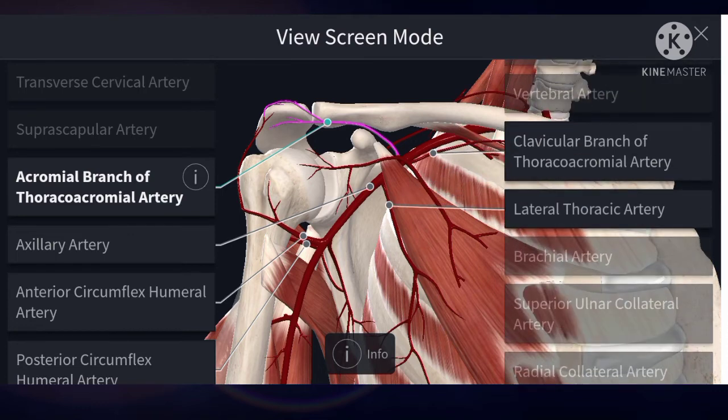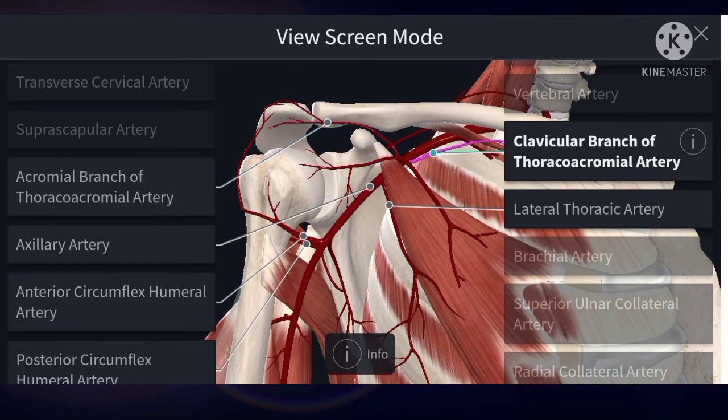Now we will talk about the clavicular branch of the thoracoacromial artery. As you can see here, this is the clavicular branch of the thoracoacromial artery, and it runs superomedially deep to the pectoralis major muscle and supplies the acromioclavicular joint and subclavius muscle. Besides this branch, the thoracoacromial artery also gives rise to the pectoral branch and deltoid branch.